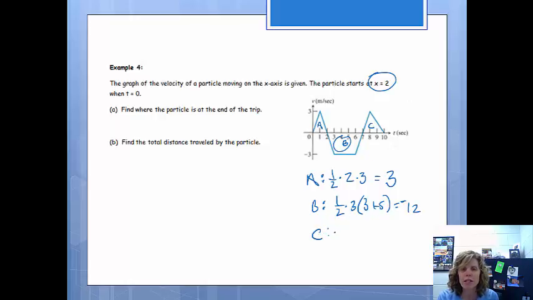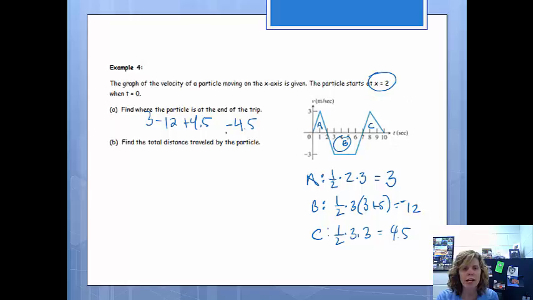And then C, it's another triangle. We're going to get 1/2 times the base, which is 3, times the height, which is also 3. That's going to give me 4.5. So to figure out where it's at, it would be 3 minus 12 plus 4.5. The total displacement would be negative 9 plus 4.5, which is negative 4.5, and that will be negative because more was below the x-axis than above.